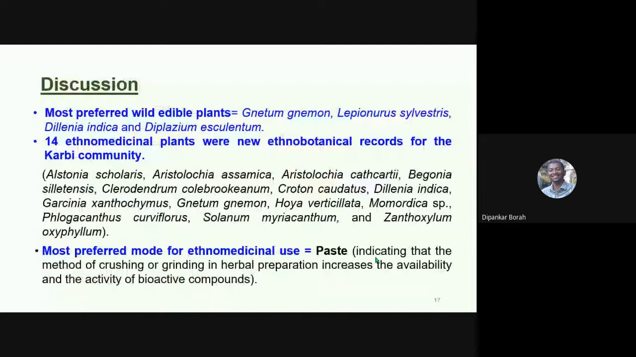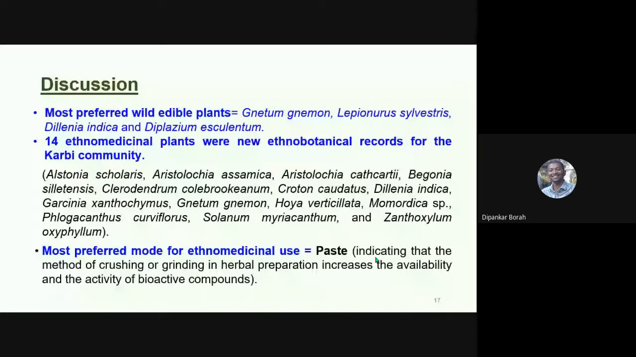From the study, we found that Natum nemon, Lepionurus sylvestris, Dylenia indica, and Diplegia masculentum are the most preferred edibles. 14 ethnomedicinal plants are new records for the community. Paste was the most preferred mode of ethnomedicinal use, as the process of crushing and grinding increases the availability and the activity of bioactive compounds.